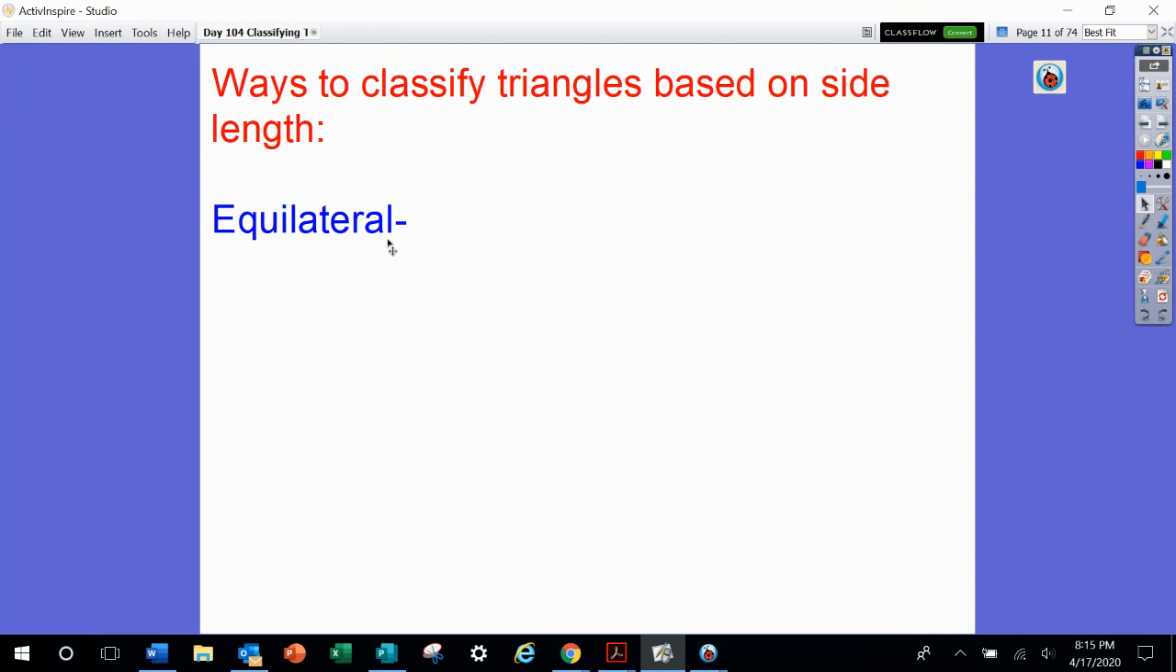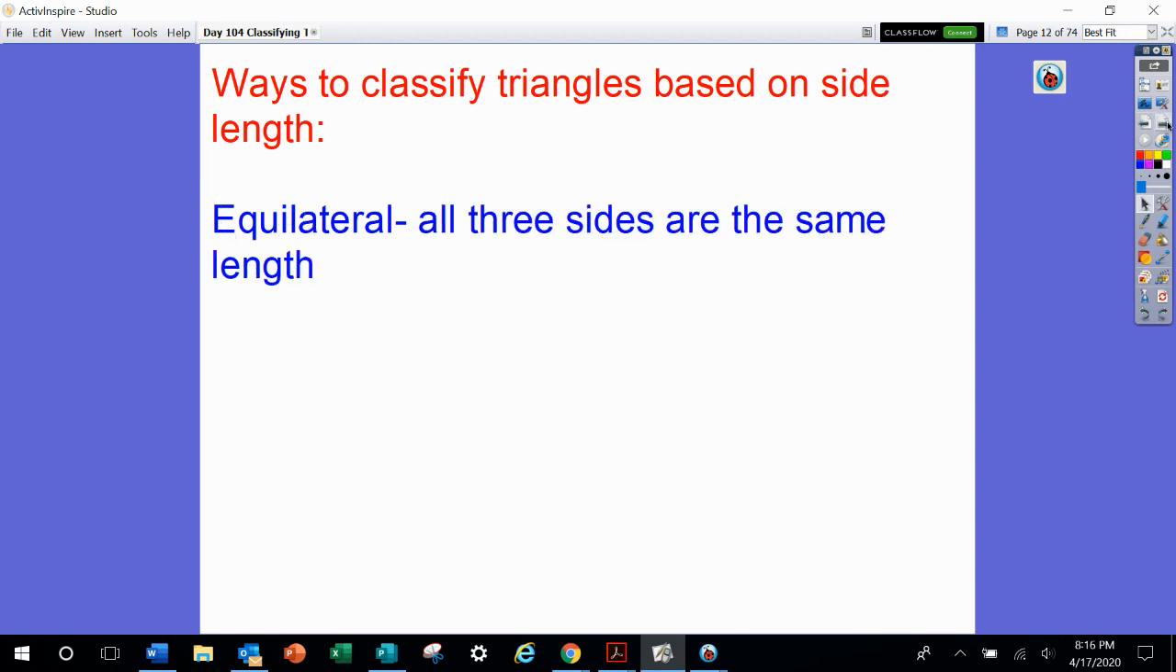Okay, equilateral. What word do you kind of see, even though it's not spelled correctly, within the word equilateral? You should see the word equal. Well, okay, I'm talking about its side lengths, and I'm saying the word equal is in there. So if I have an equilateral triangle, that means all three sides are the same length. All three sides are going to be equal.